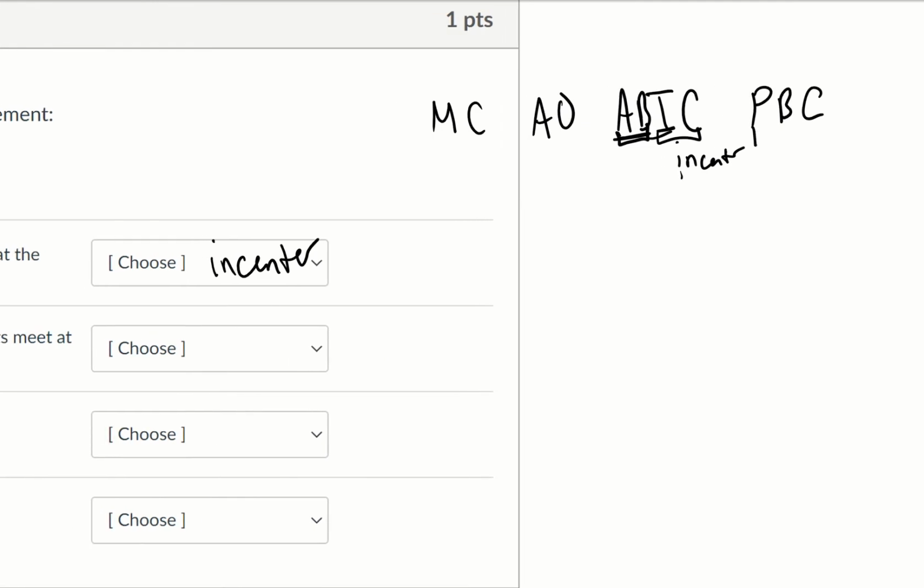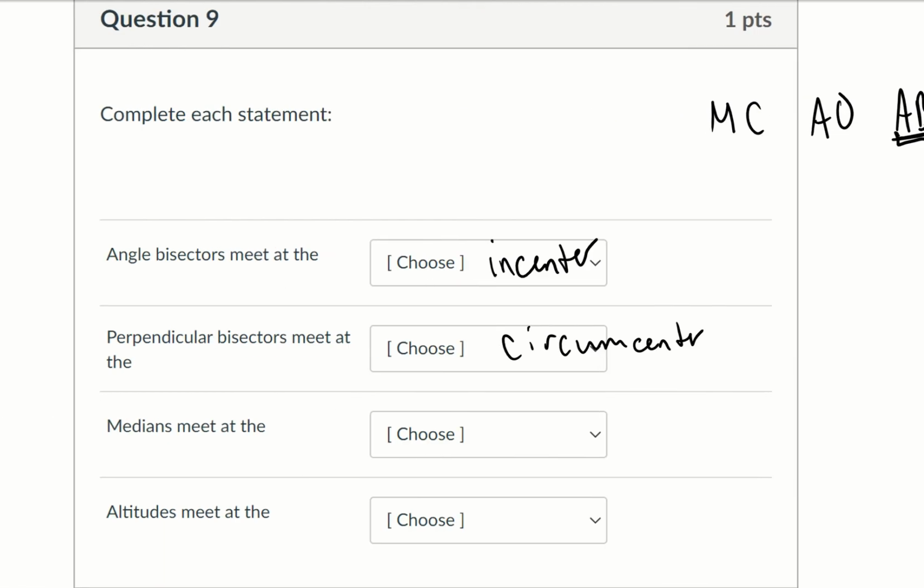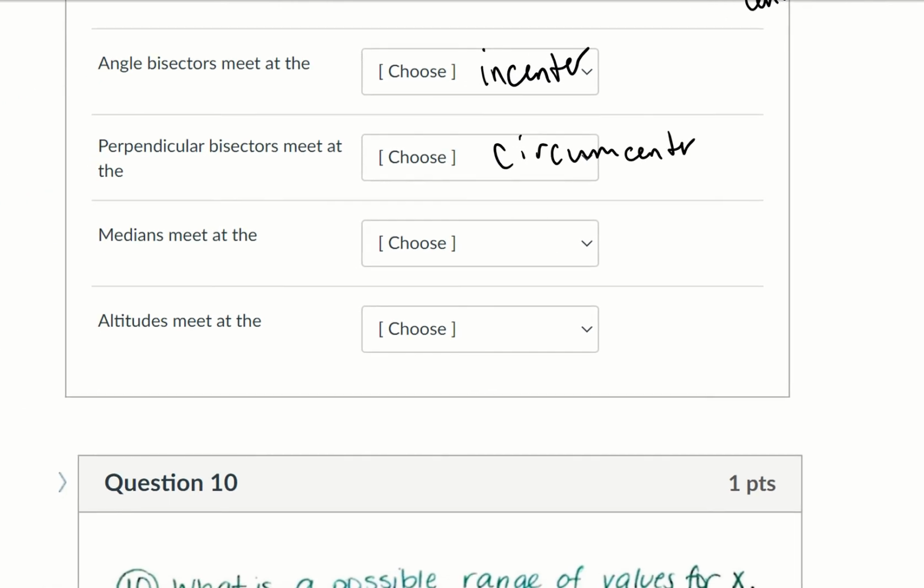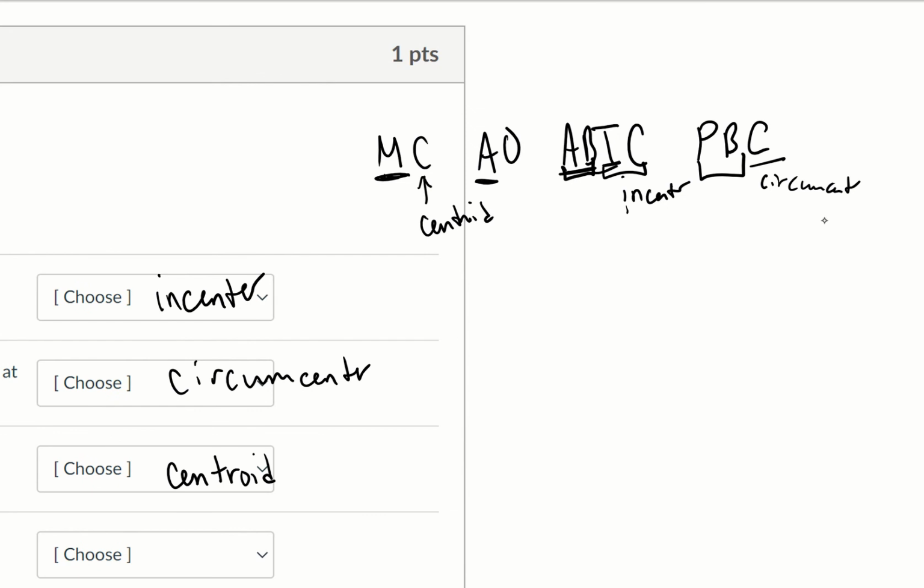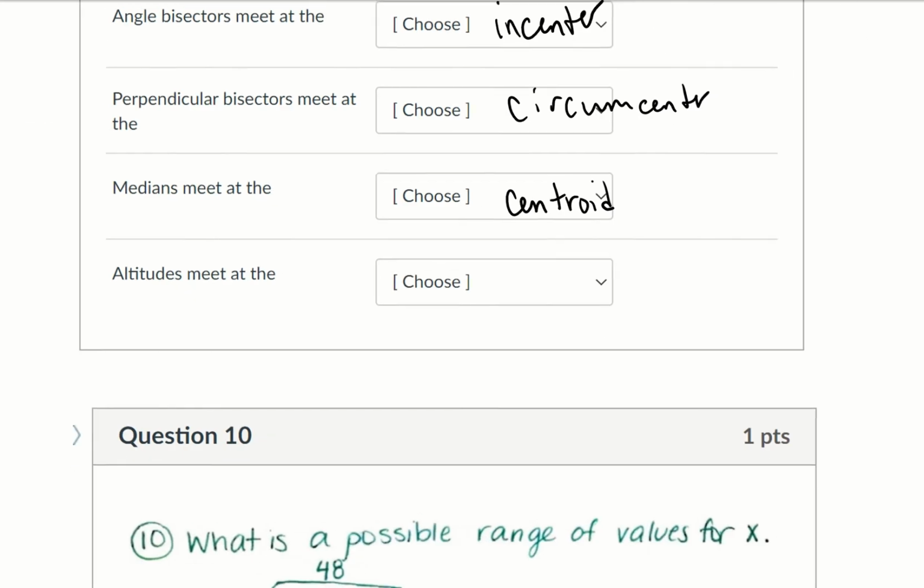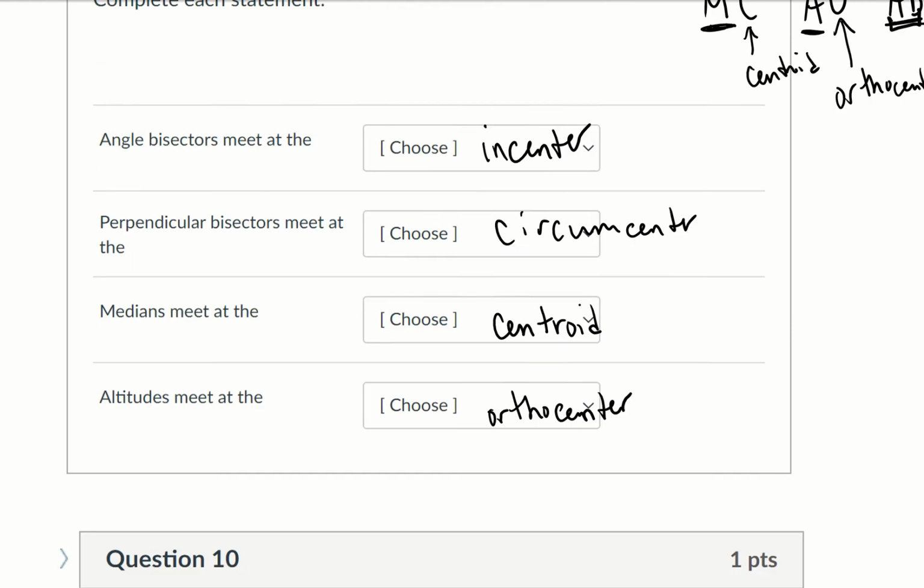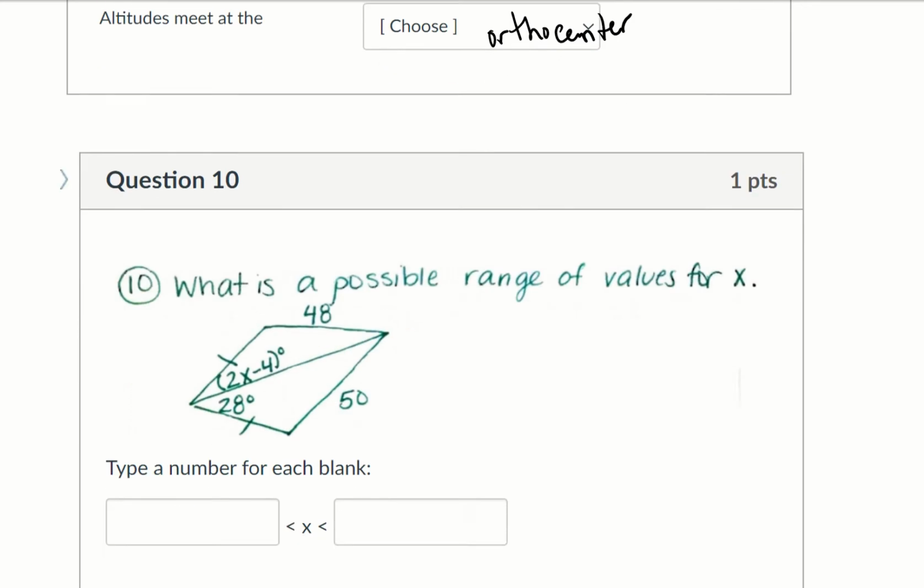We know that perpendicular bisectors meet at the circumcenter. And then we know that medians meet at the centroid. And finally, altitudes meet at the orthocenter. All right, that's just a vocab question, so you know what that is.